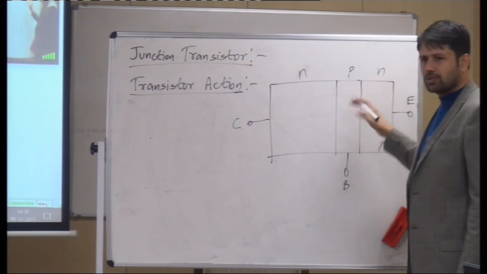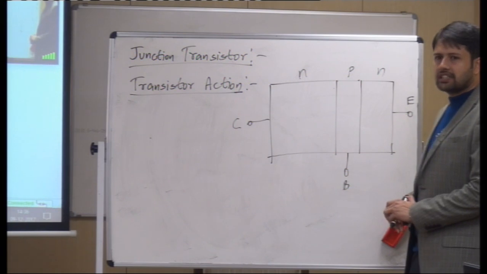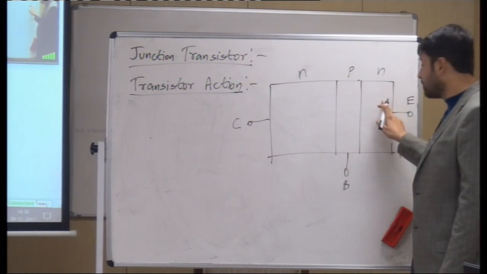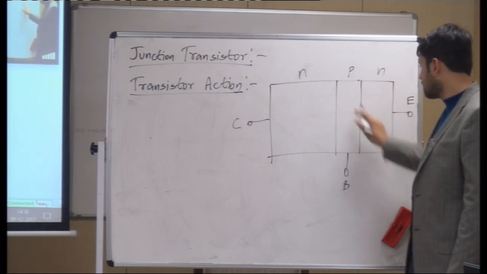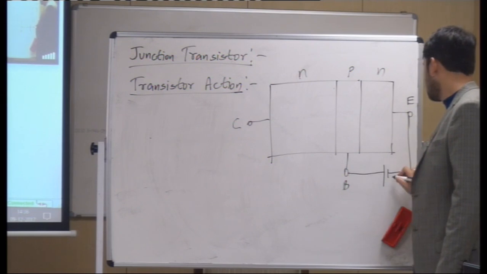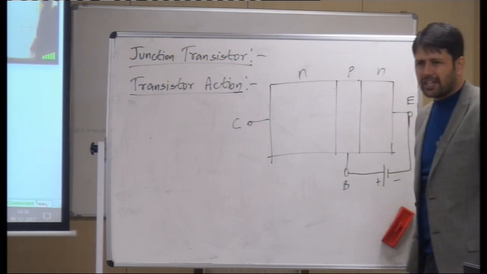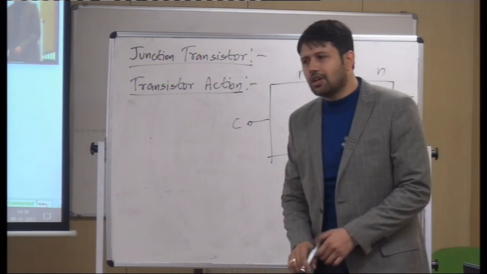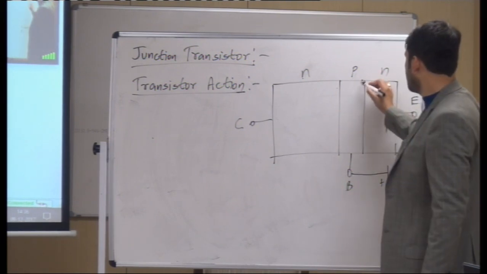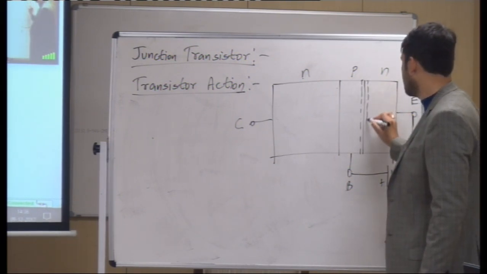Obviously there would be two junctions, right? Now for majority charge carrier flow, you need this to be negative and this to be positive. So the battery is connected like this, negative positive. Okay, battery or biasing you call it. Biasing, you are favoring one side compared to the other, so you are biasing it. So this junction is narrow because of forward biasing.